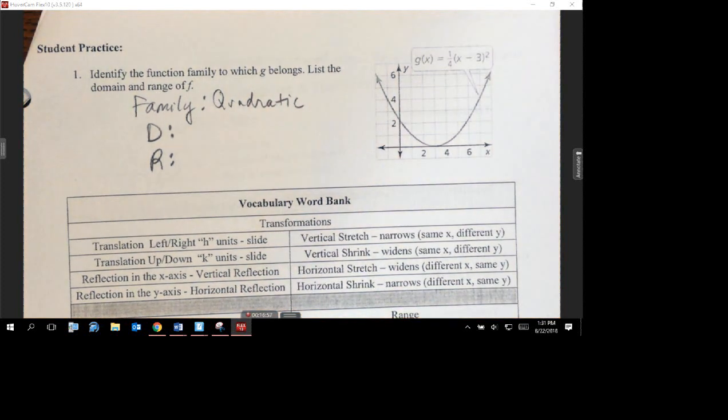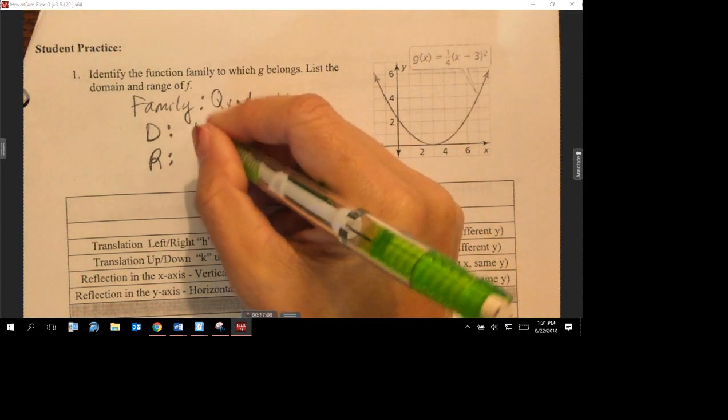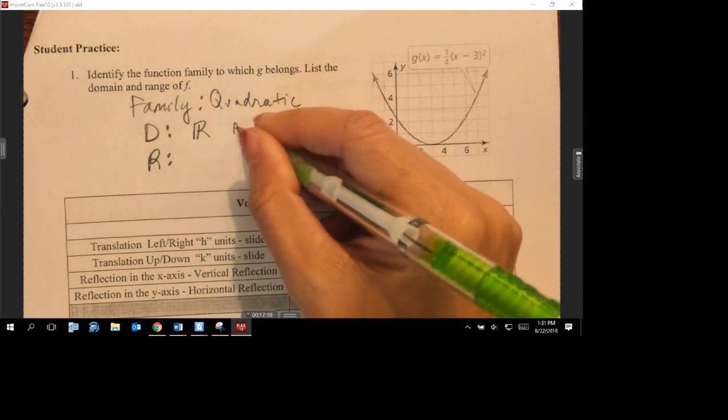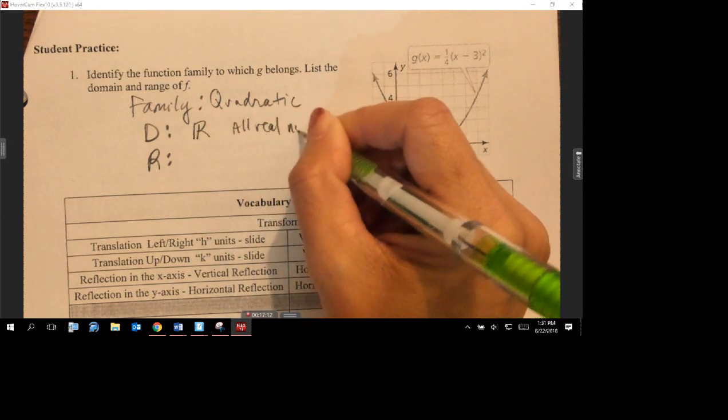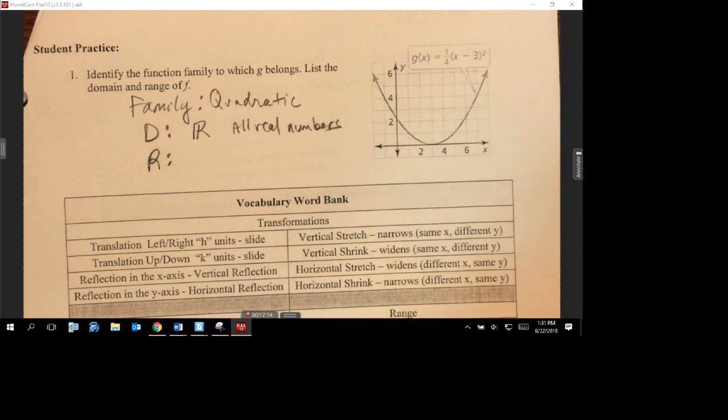Who wants to give me the domain? Left or right? Anybody, please. You want me to just call it on you? Everyone will volunteer. Morgan? All real numbers. So you can write the symbol or you can write out all real numbers. Either is fine. You can write the symbol. And Emmanuel, can you give me the range?